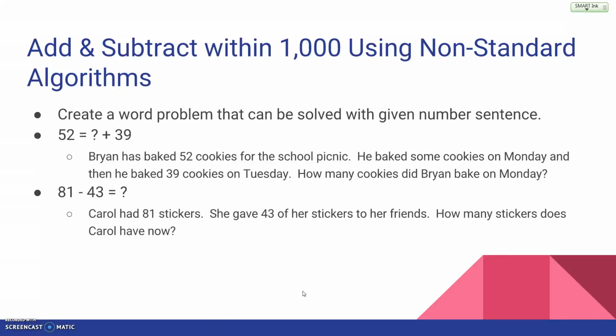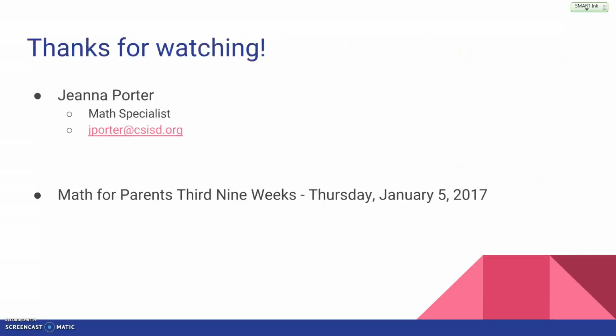They can solve problems where there's one number on this side, the sum is on the left, and then the two add-ins are on the other side. And students need to understand that it can be written this way, that the equal sign does not mean answer goes here all the time. And again, those are some different kinds of word problems that were created to match those number sentences.